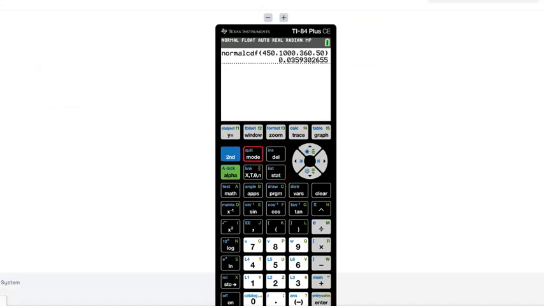Oops, my bad. Second vars, there it is. And inverse norm is number 3. Okay, area is 0.2. Mean 360, standard deviation 50.